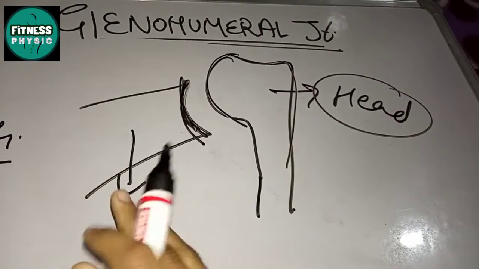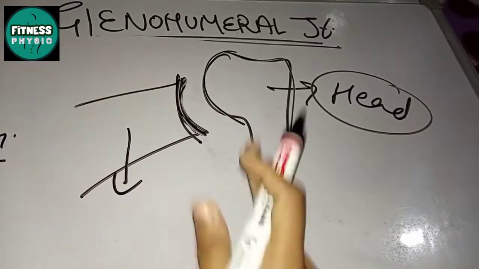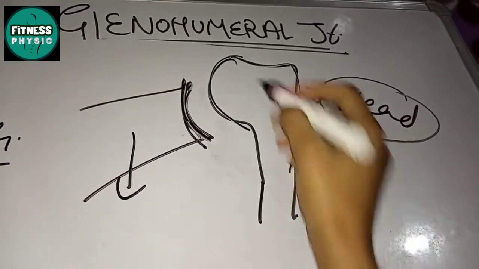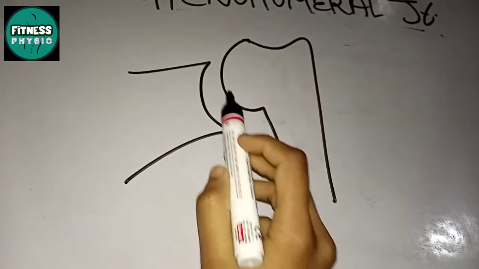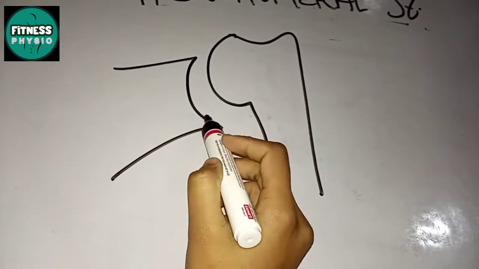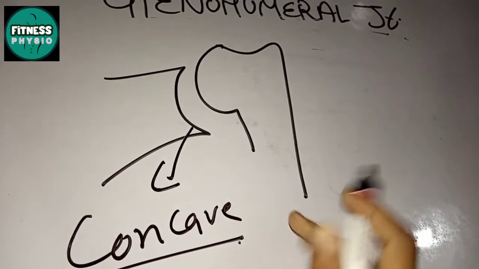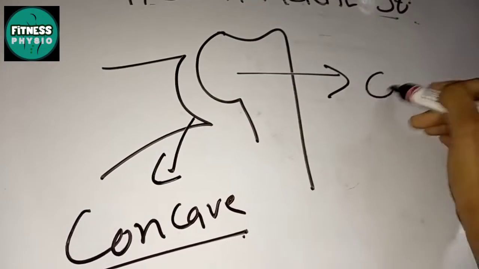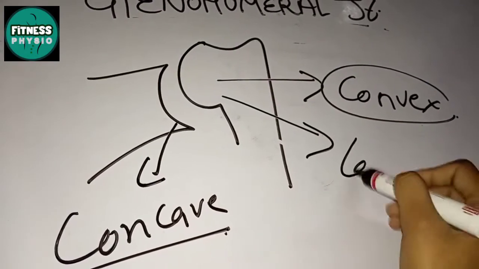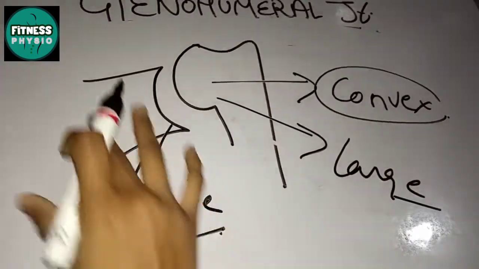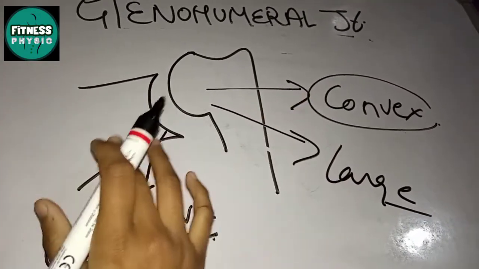If I am saying what will be the proximal surface, it is the glenoid fossa, and the distal surface in the glenohumeral joint is the head of the humerus. If you see, this glenoid fossa has a concave structure, and the head of the humerus has a convex structure. It is very large as compared to the glenoid fossa. It is about 4 times larger than the glenoid fossa.